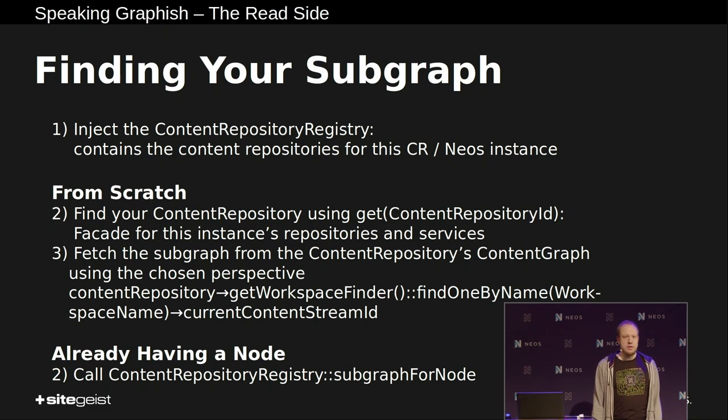It gets a bit easier if you already have a node and want to stay in the same perspective. I try to avoid the word context wherever I can. We're so happy of being rid of that. And you can just call content repository registry subgraph for node, because the node contains all information that's needed to fetch the subgraph where it was fetched from.